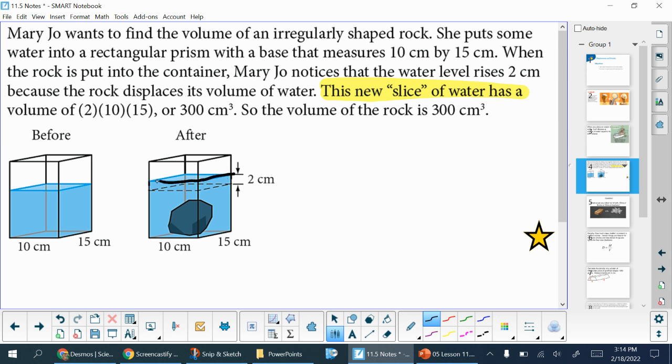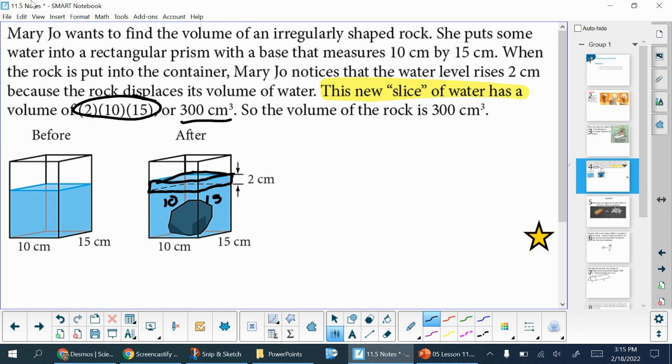But we want to find the volume of just this little tiny slice here. That slice of water is the part that has been displaced by the rock. And so here we've got basically what is a 10 by 15 by 2 inch rectangular prism. And so that's why you can see they've taken 2 times 10 times 15 and gotten 300 cubic centimeters. And so that is the volume of the rock.